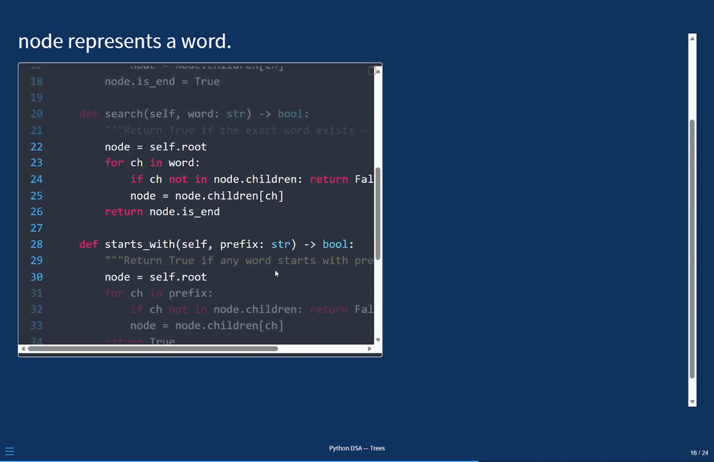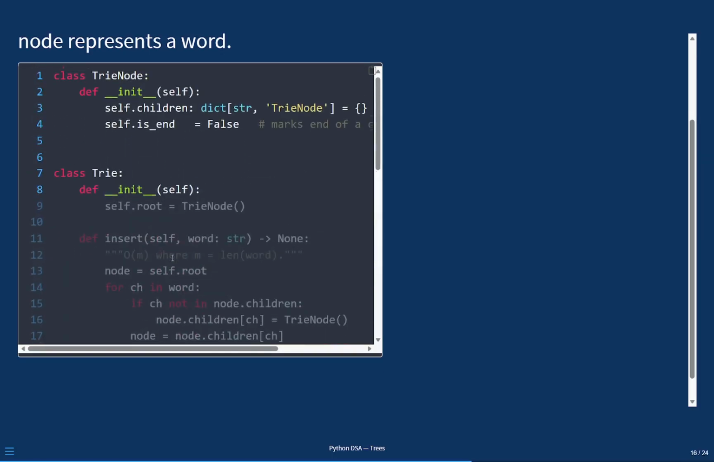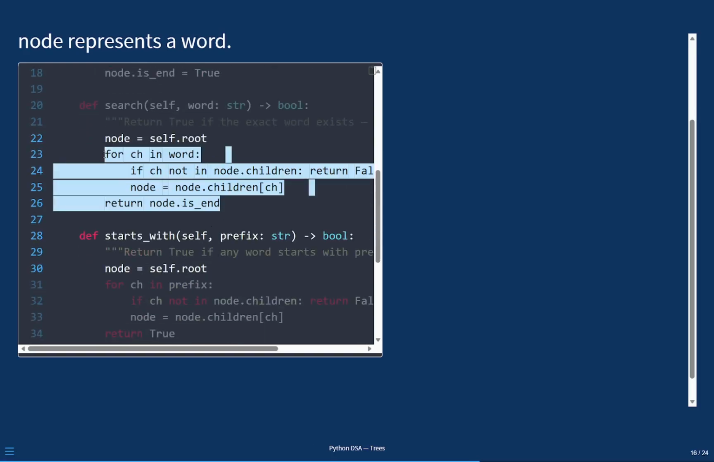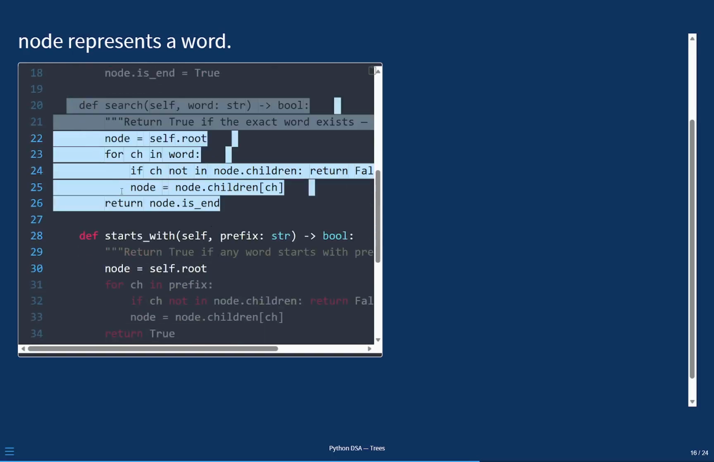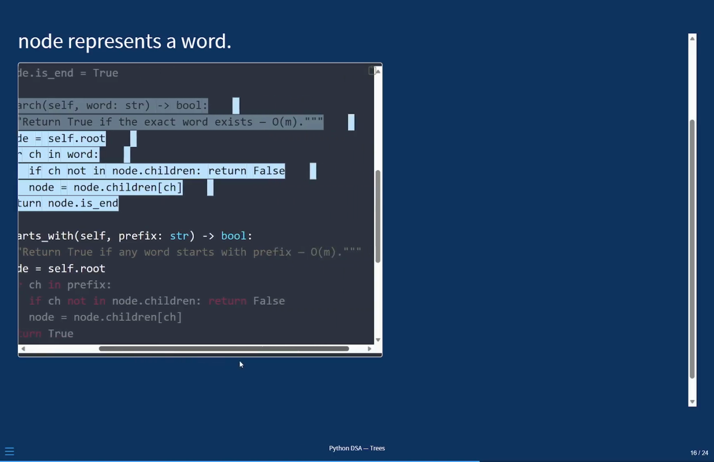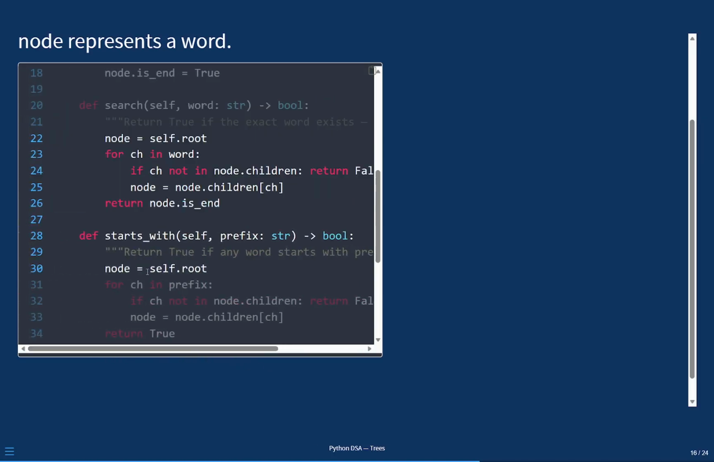Search is almost identical. Walk the path, but we return false the moment any character is missing. Return true only if we reach the end of the word and is_end is true. That last check is critical. CA is not a word in the trie, even if CAR is.